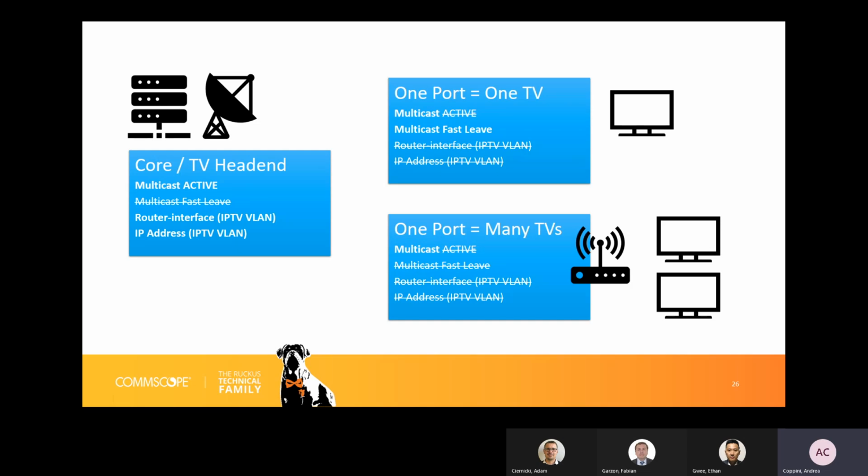If you have many TVs connected downstream from a port, so let's say you have a switch connected to an H550 wall plate AP, and you have 4 ports there with 1 TV plugged into each port, make sure you do not configure multicast fast leave in this case. You still need to enable multicast on that port because you still want to participate in IGMP, but fast leave should not be enabled.